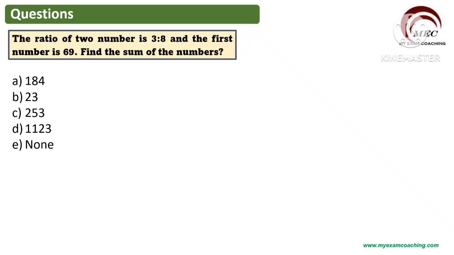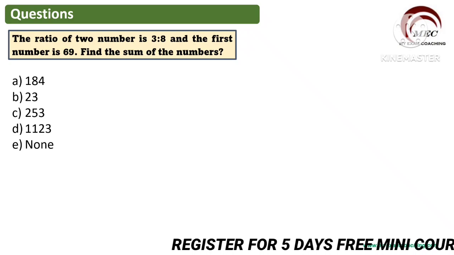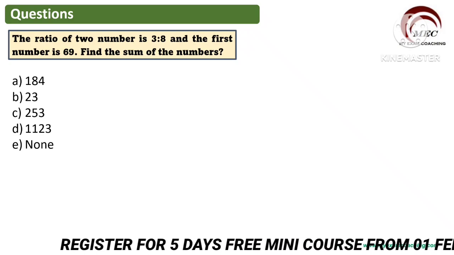Okay, so the question is here. The ratio of two numbers is 3:8 and the first number is 69. Find the sum of the numbers. These type of questions we have already solved in the previous question papers. So now it is easy for you. You might have practiced it. So let us solve it.